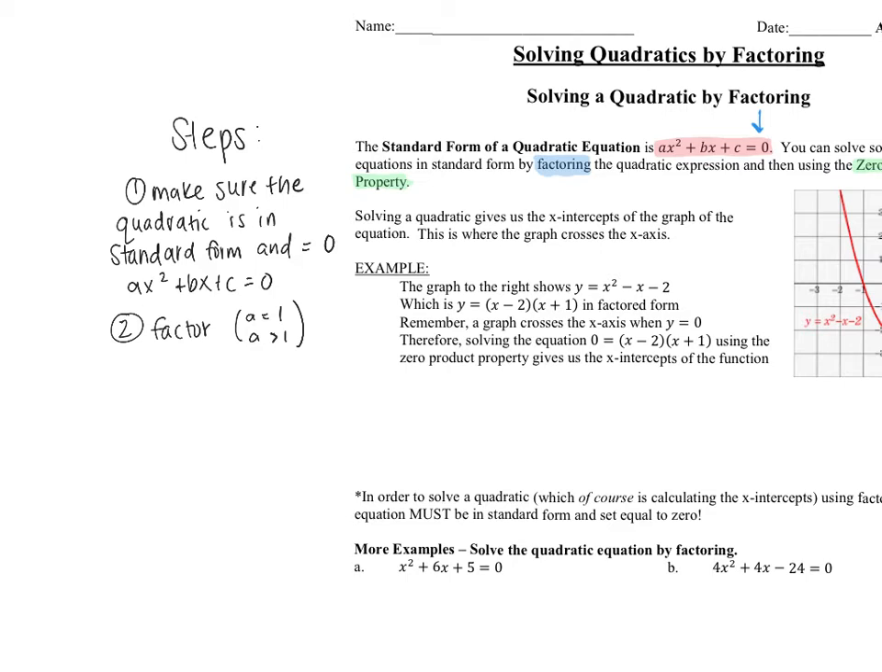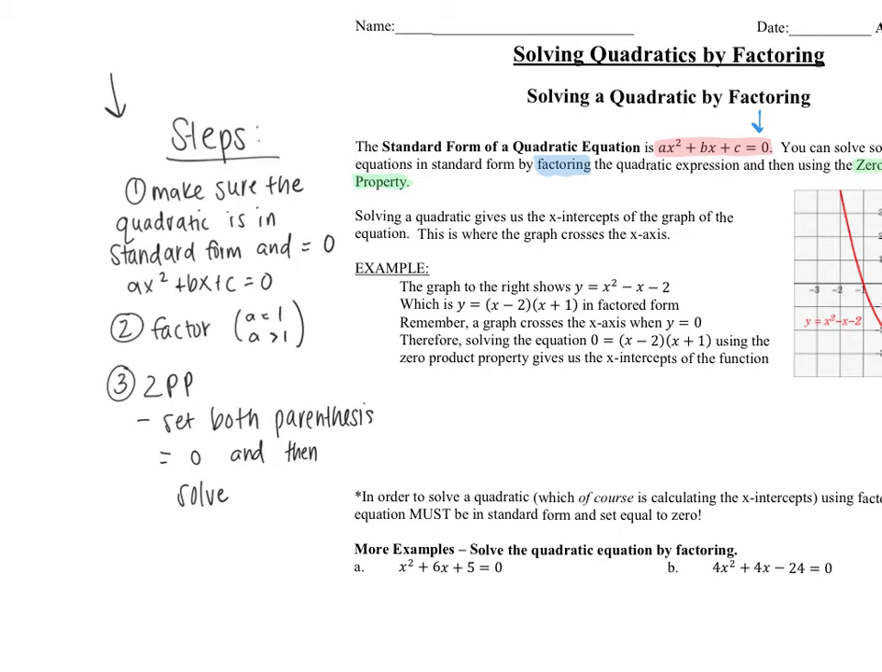And then lastly is step 3, which is the use of the zero product property. All this means is to set both parentheses, after you factor, equal to 0, and then solve. So those are our three major steps. Go ahead and write those down. Pause the video, write them down, and then come back.